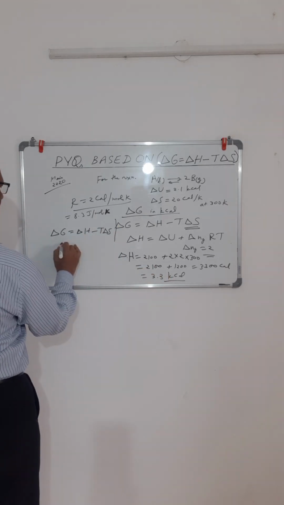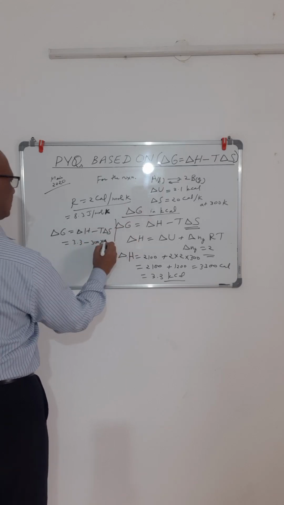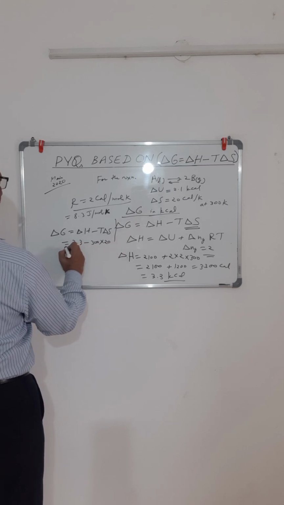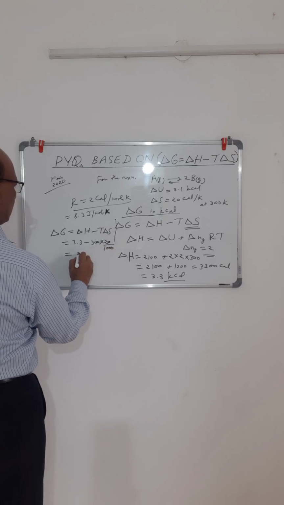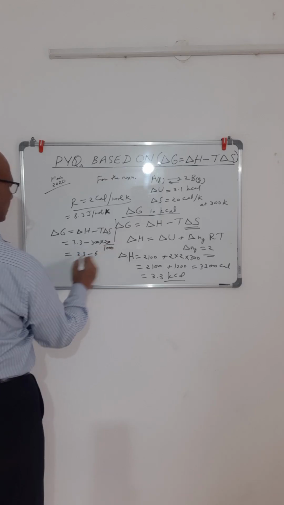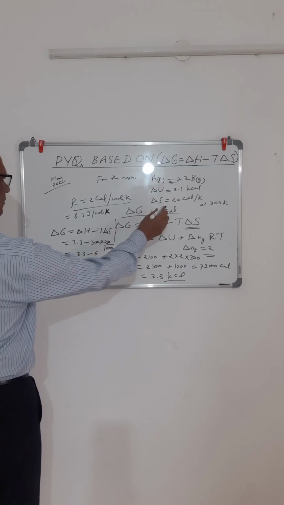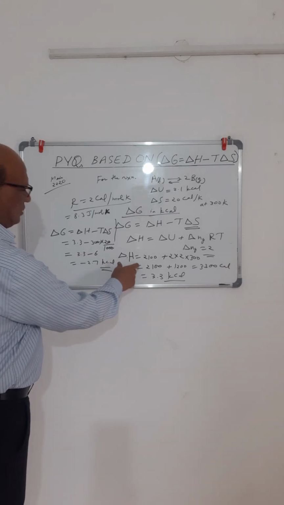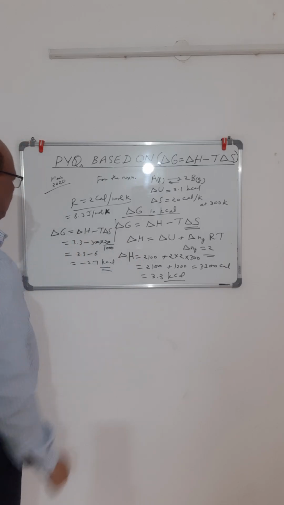Now delta H we have found, that is 3.3 minus T, temperature is 300, into delta S, given as 20 calories, so 300 into 20, divided by 1000, it will be in kilocalories. So it will be 3.3 minus 6, that is minus 2.7 kilocalorie. So the value of delta G in kilocalorie is minus 2.7 kilocalorie. I am sorry, I thought I had calculated delta G, but it was delta H. Then we put it in this formula to find the value of delta G.